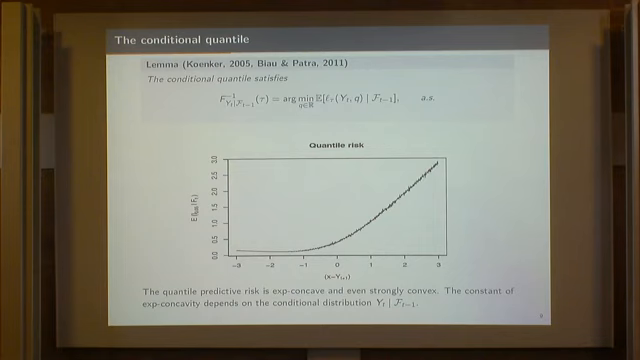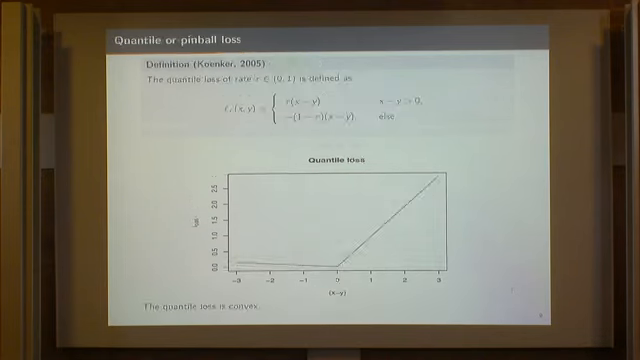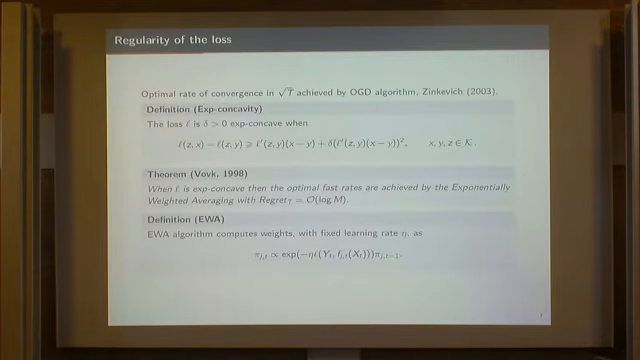Okay, an important point is that, in Vovk's result, the loss is given, and so basically if you know that the loss is a square loss, you know that on some compact set it's exp-concave, and you know the constant delta here because you have the loss.